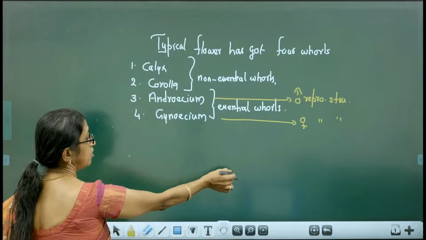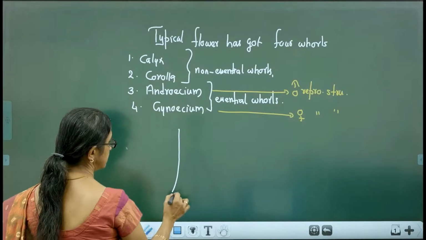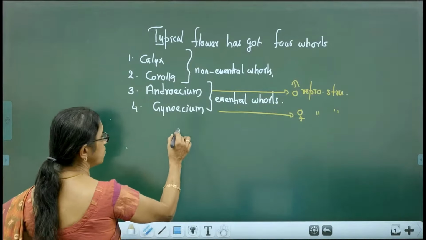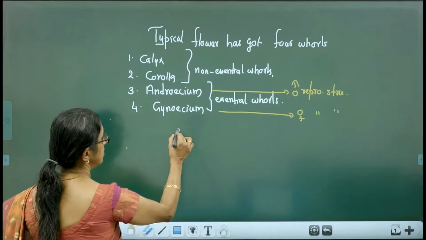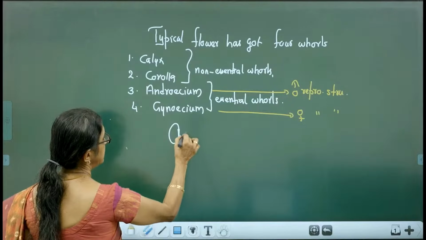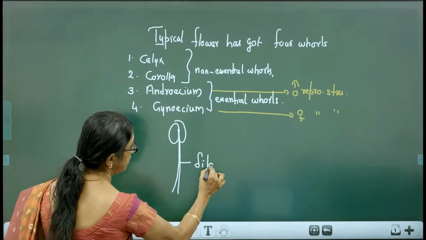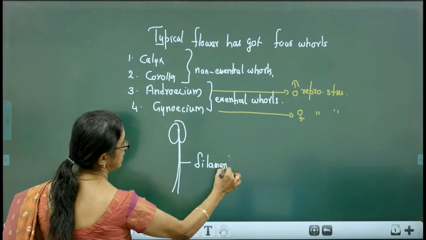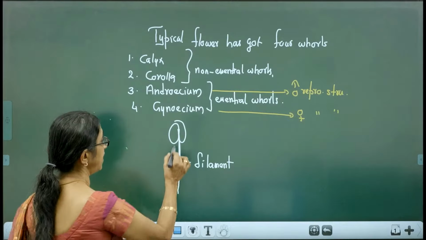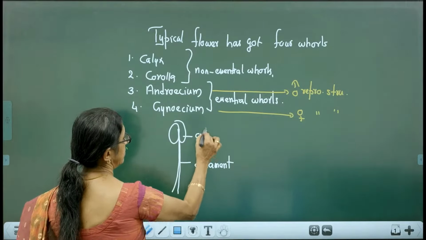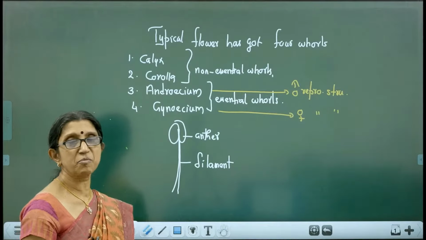Androecium has got 2 parts, and its units are called stamen. A typical stamen has got 2 parts. One is the sterile stalk, that is called a filament. And at the tip of the filament, we can see a box-like structure, and that is called an anther, within which the pollen grains are produced.